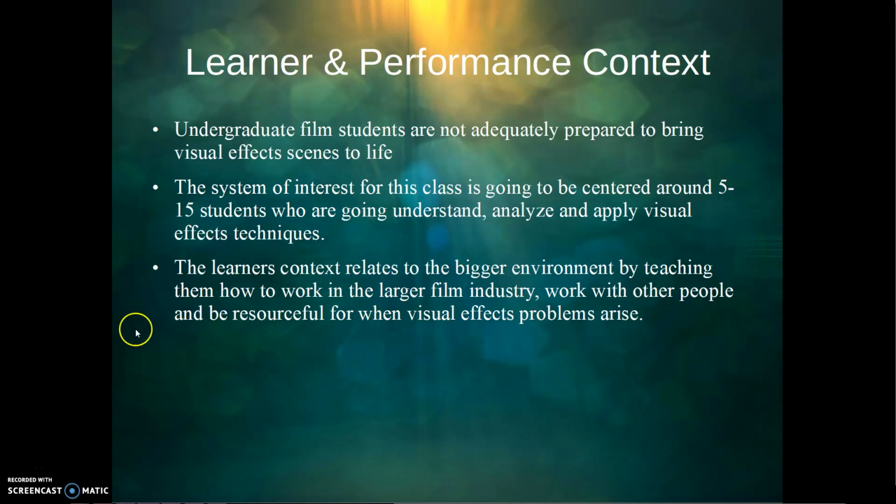So what is the learner, performance, and context? Undergraduate film students are not adequately prepared to bring visual effects scenes to life. The system of interest for this class is going to be centered around 5 to 15 students who are going to understand, analyze, and apply visual effects techniques. The learner's context relates to the bigger environment by teaching them how to work in the larger film industry, work with other people, and be resourceful for when visual effects problems arise.